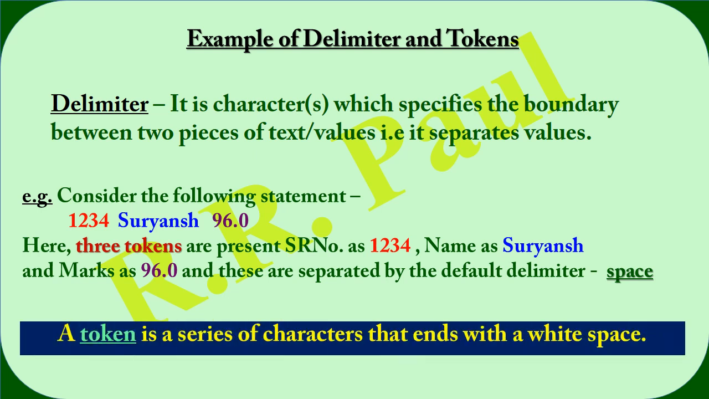And these delimiters separate out tokens. That is 1234 will be termed as a token, Suryansh is second token, and marks is third token, that is 96.0. And the default delimiter in each case is space. Default, that is given by Java. So a token is a series of characters that ends with a white space, as I have just explained.